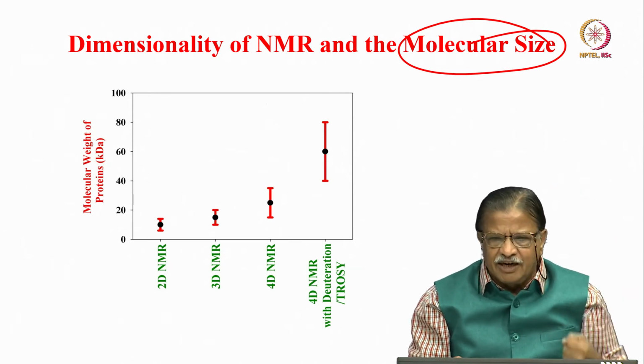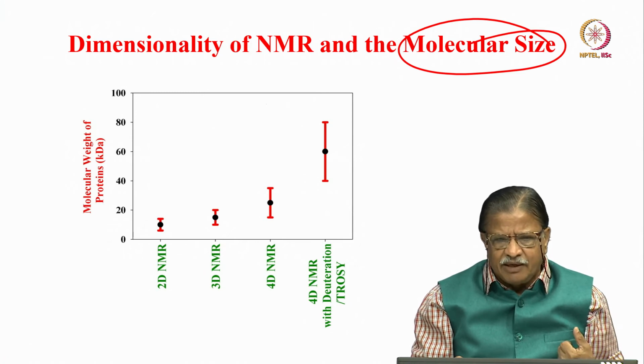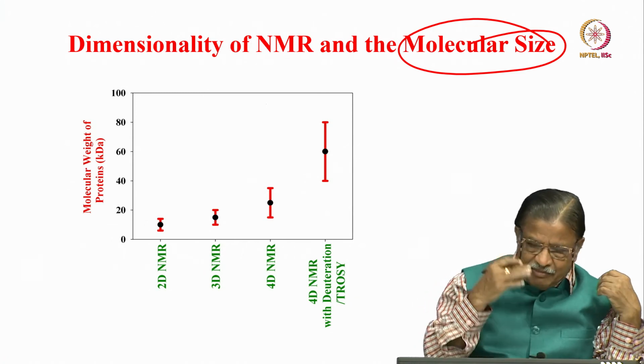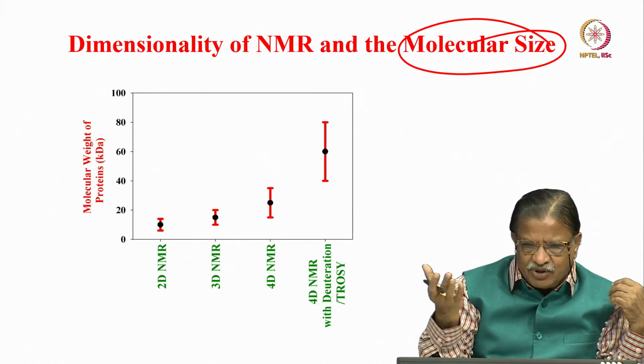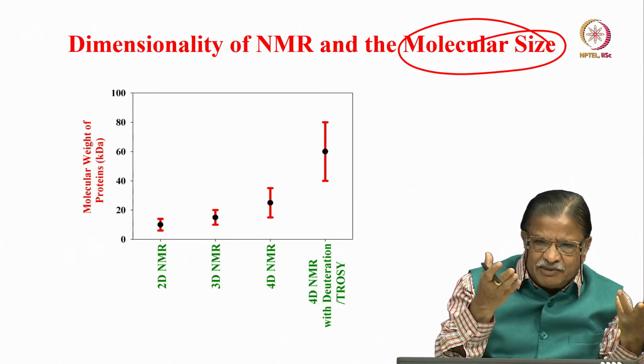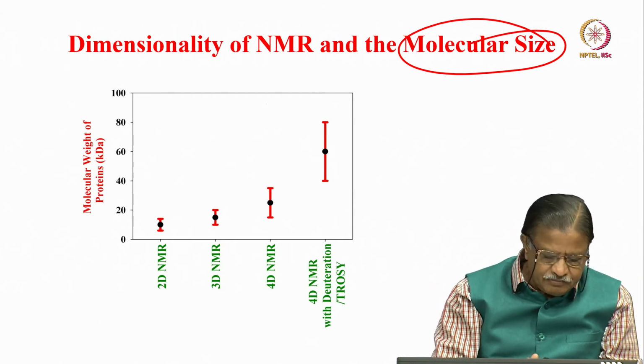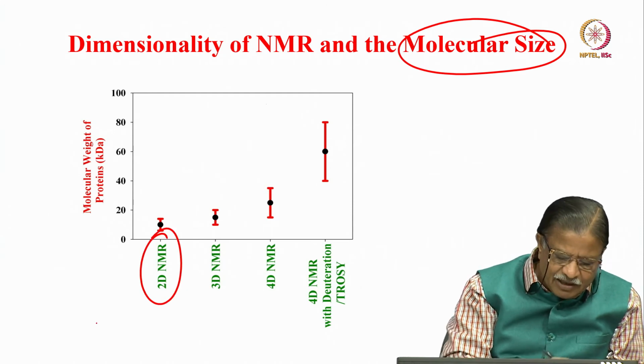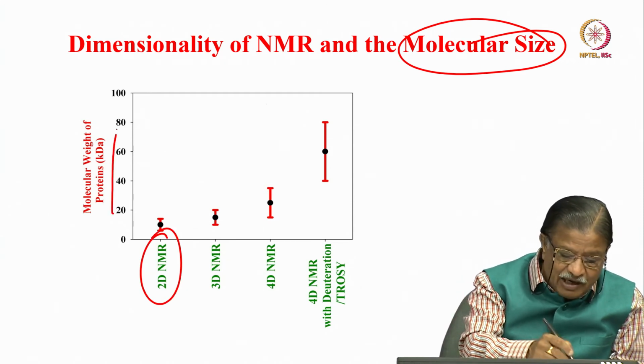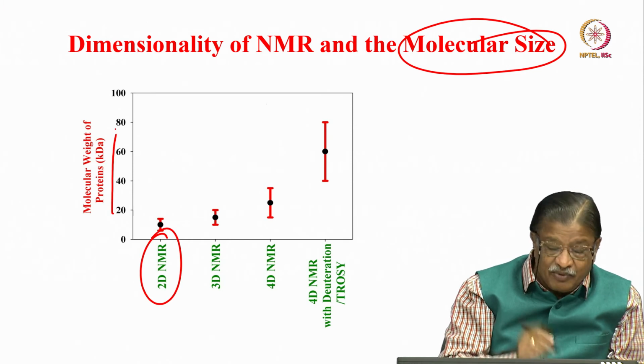You don't have to go to 800 megahertz, or you don't have to do 2D NMR. So dimensionality and the frequency which you want to choose for doing the experiment all depends upon the molecular size and spectral complexity. If I want to take a 2D NMR, generally as molecular size becomes higher and higher, molecular weight becomes more.